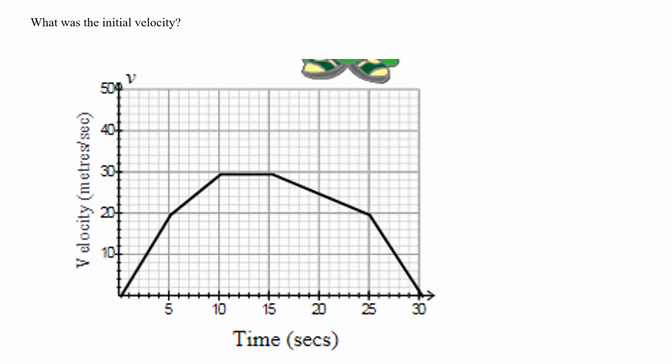And our next question is asking us, what is the initial velocity? So the initial velocity is the velocity when time t equals 0. So we're interested in the velocity at this point. And as we can see from the graph, when t equals 0, in this case, our velocity also equals 0. That means that our particle wasn't moving at all at t equals 0. So our initial velocity was 0 meters per second.